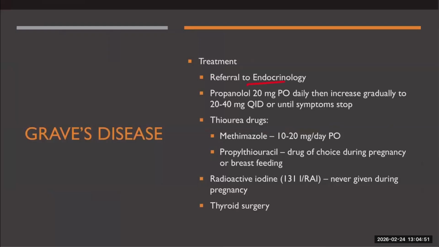Treatment: go to Endo. It's always going to be there. But you can also start propranolol, 20 milligrams daily. It helps with those tachycardic symptoms, brings everything down, and suppresses the sympathetic nervous system, which is being overloaded with the hyperthyroidism. And then you give them the thiourea drugs. These are the anti-thyroid drugs, methimazole and PTU. Again, just remember PTU if they're pregnant. Otherwise, just give them methimazole. Radioactive iodine, never during pregnancy. And their option is thyroid surgery to remove the excess tissue. If you have less tissue, less thyroid hormone is being created.